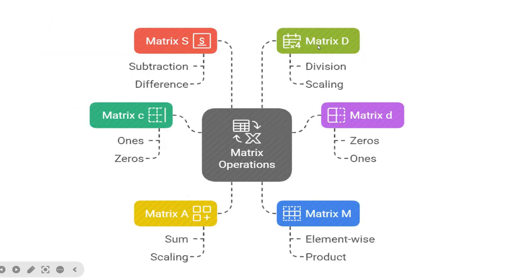So here, matrix D is used for division and scaling. Then small matrix d is used to show zeros and ones, whereas small c matrix is used to display ones and zeros. Both are opposite. Then matrix S is for subtraction and finding the difference, and matrix A is for finding the sum and the scaling. And you have matrix M, where you have element-wise multiplication.